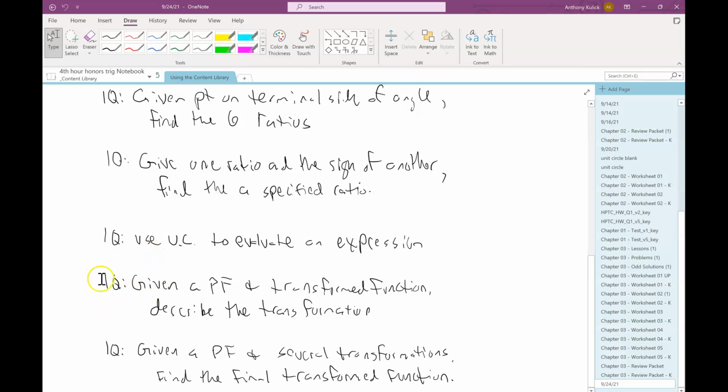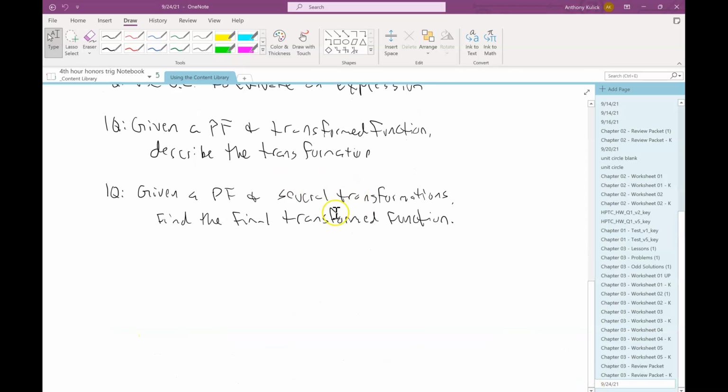And then the last 2 questions are on the transformation topics again. So one question, I'll give you a parent function and the transform function and ask you to just describe the transformation. So identify the A, C, H, and K, and then write down the stuff in order. Like we did on, I think, worksheet 2 has questions like that on it. And then one question where we give you a parent function and several transformations and ask you to find the final transform function. Again, I think there were several questions like that on worksheet 2.